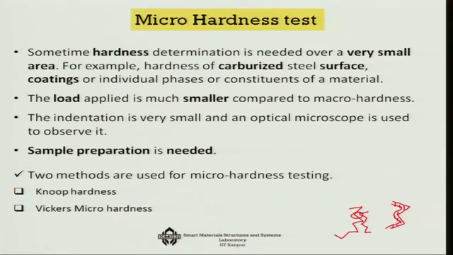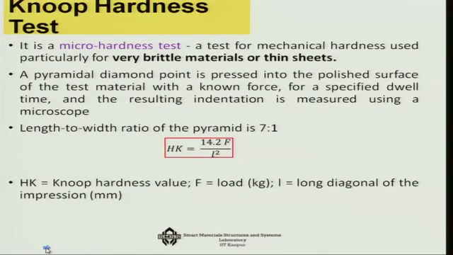So, for such cases the micro hardness test comes into picture, and the important thing here is that the load applied is much smaller, because the indentation thickness is very low. The indentation itself is very small, and sample preparation is definitely needed. There are two methods used, Knoop hardness and Vickers micro hardness. Let us go to each one of them.